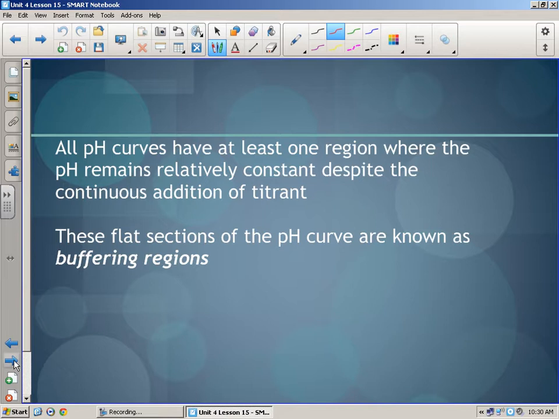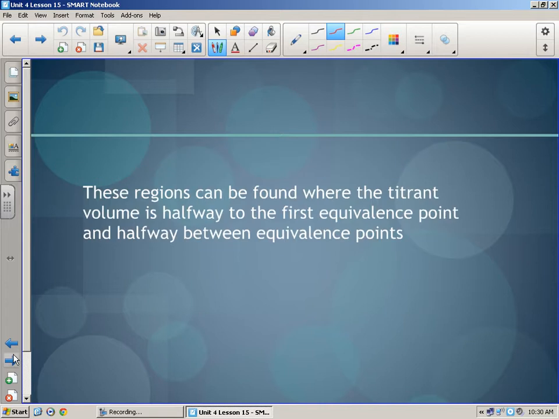It is in that place where just that little bit of hydroxide that I add is getting neutralized by the acid, basically. So it's not enough to completely change the pH range. That happens in what we call buffering regions. These flat sections of the pH curve are known as buffering regions. These regions can be found where the titrant volume is halfway to the first equivalence point and halfway between equivalence points. There can only be 2 buffering regions, so we're only going to worry about 2 buffering regions at most.